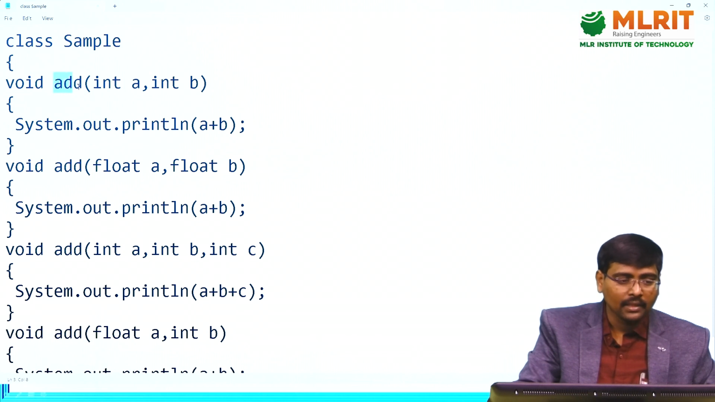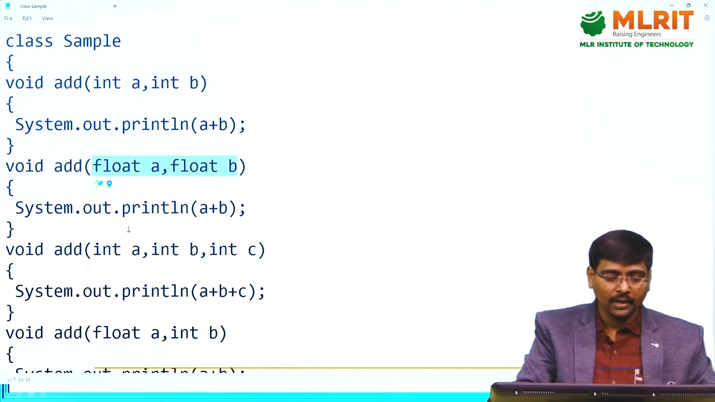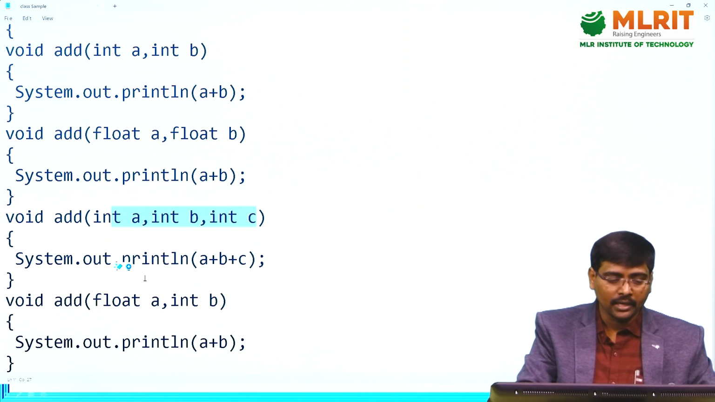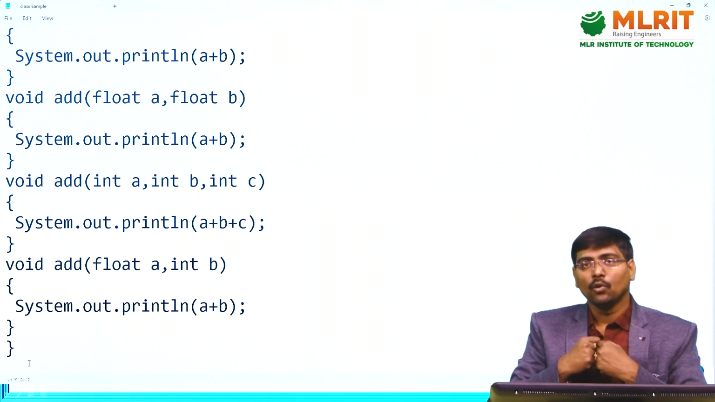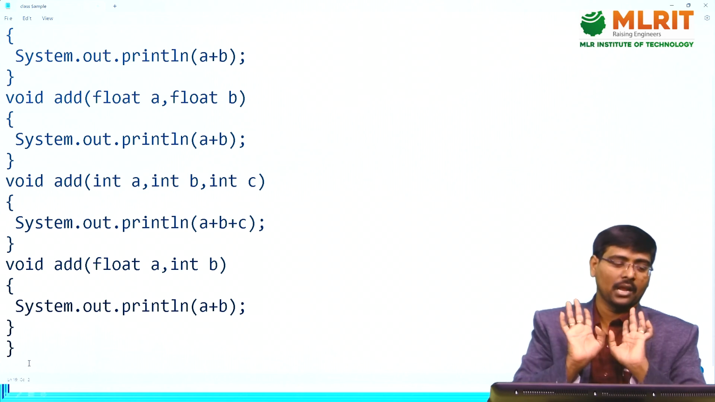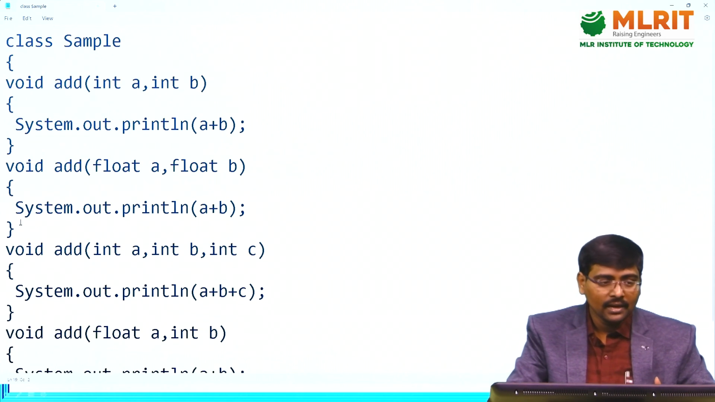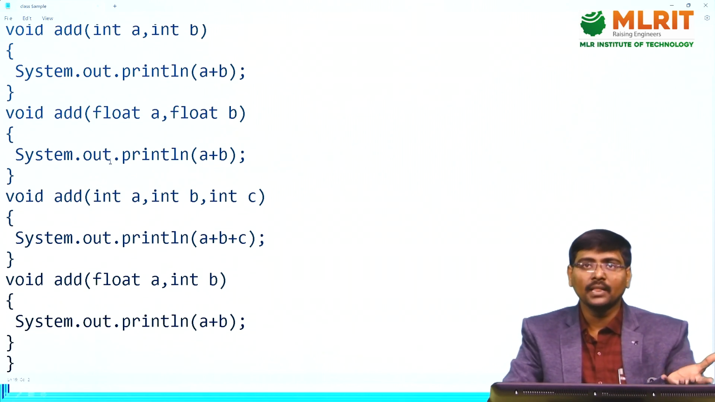Now you observe, here add is the method. Add is the method. Two integer parameters. Here, two float parameters. Three integer parameters. One float parameter, one integer parameter. Like this. Now, this is called method overloading. The name of the method is the same, that is, add, with difference in either number of parameters or type of parameters. All these are done in the single class Sample. Now, whenever I call, which method is executed?